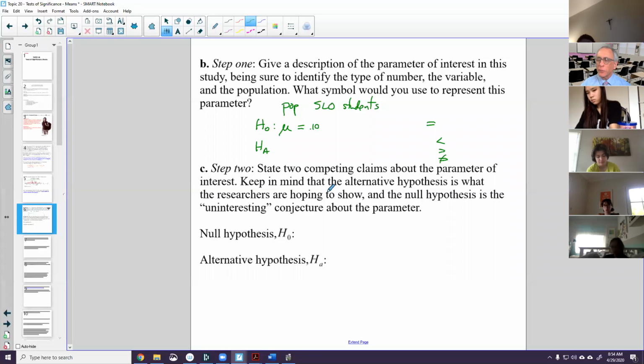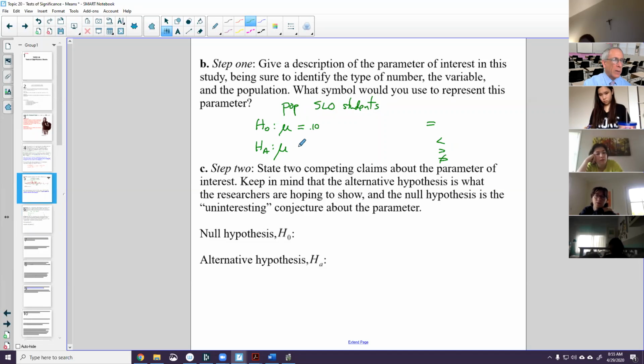Sasha, are you here? Yes, you are. I see you down in the corner. What's my alternative hypothesis? Oh, maybe Sasha disappeared. Okay, Lily, can you give me my alternative hypothesis? Mu is greater than 0.10. Well, let's look back at the problem here.